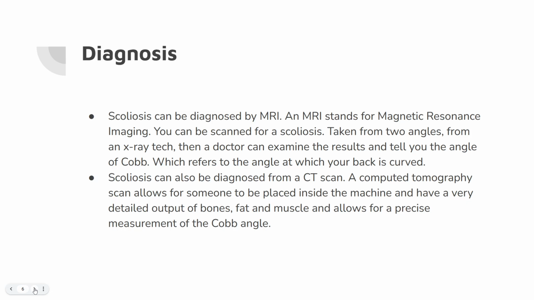Scoliosis can also be diagnosed through a CT scan. A computed tomography scan allows for someone to be placed inside the machine and has a very detailed output of bones, fat, and muscle, and allows for precise measurement of the Cobb angle.